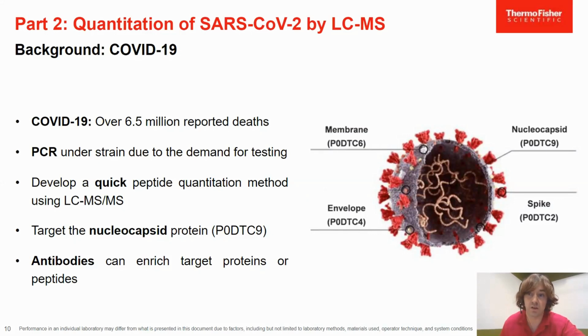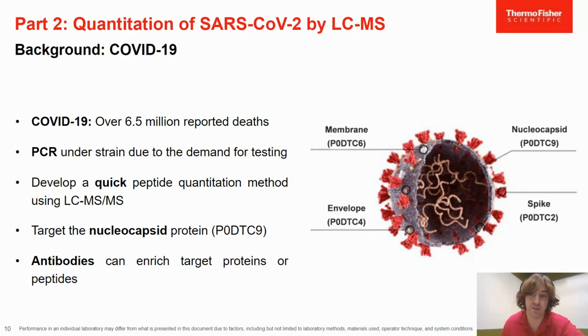COVID-19 is a serious global health crisis that has resulted in over 6.5 million reported deaths. At the height of the pandemic, PCR was unable to keep up with the demand for testing due to shortages of reagents, equipment, and trained personnel, highlighting the need for analogous techniques to provide COVID testing, which wouldn't replace PCR, but would act as complementary techniques to take up some of the slack in the testing.